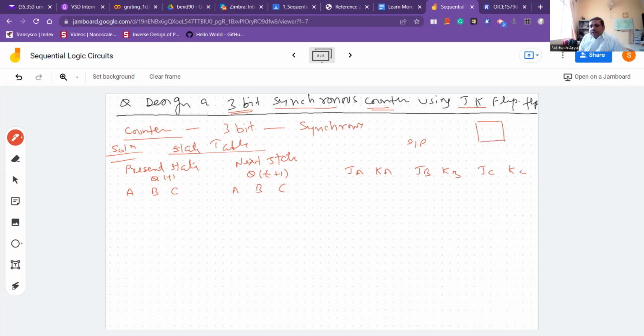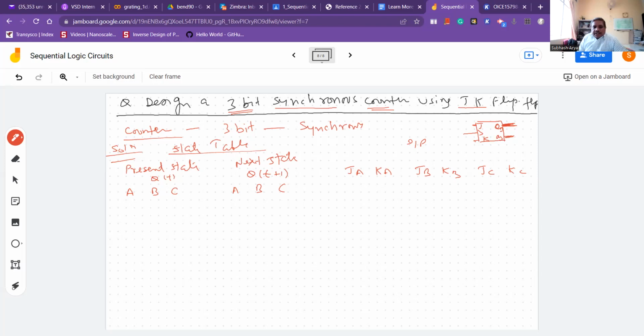So just take one flip-flop. So this is the clock. So this is J. This is K. And here say QA and QB. So these are the inputs. This one and this one are the outputs. But we are considering only this one because the second one is just the complement of the first one. So here it will be KA, KB, KC, because these are the three JK flip-flops.